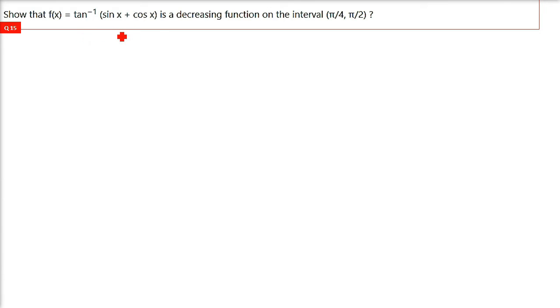Now show that tan inverse of sin x plus cos x is a decreasing function on the interval pi by 4 to pi by 2. So let me differentiate it first. F dash x, the whole effort in this question is only differentiation. I'm telling you. Tan inverse x differentiation is 1 by 1 plus x square. Whatever is there in x, it will be 1 by 1 plus x square.